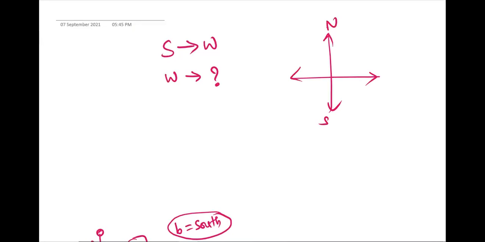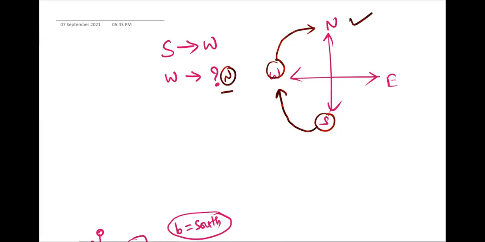I mean, sir, if the south becomes west and he's going in the west direction, then shouldn't he be going south instead of north? If south becomes west, then west will be dash. Anti-clockwise or clockwise, this one? Clockwise. South becomes west means clockwise 90 degrees. Then west will be dash. West will be north only.